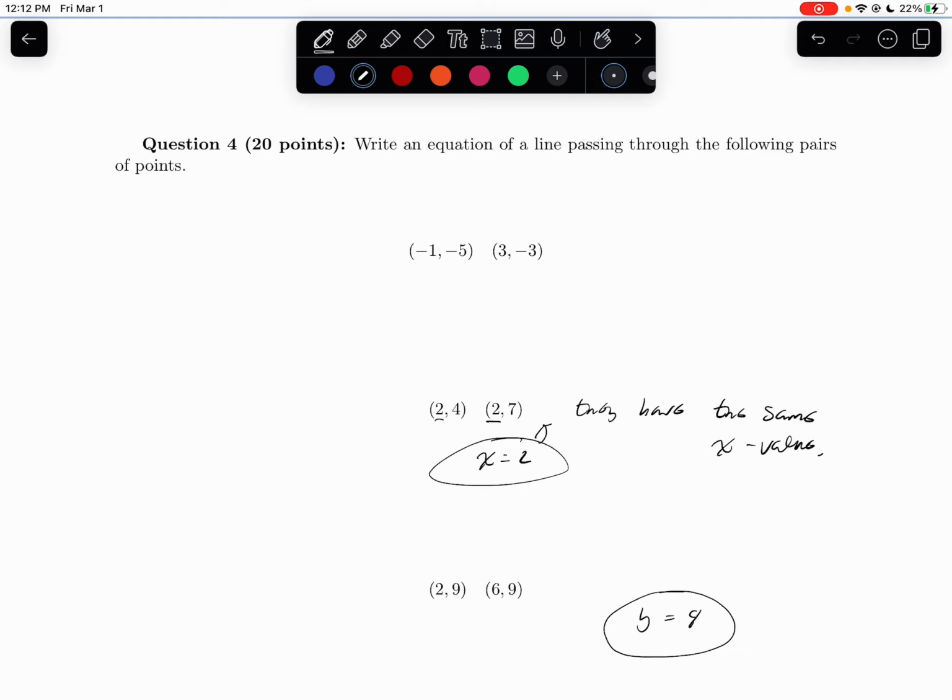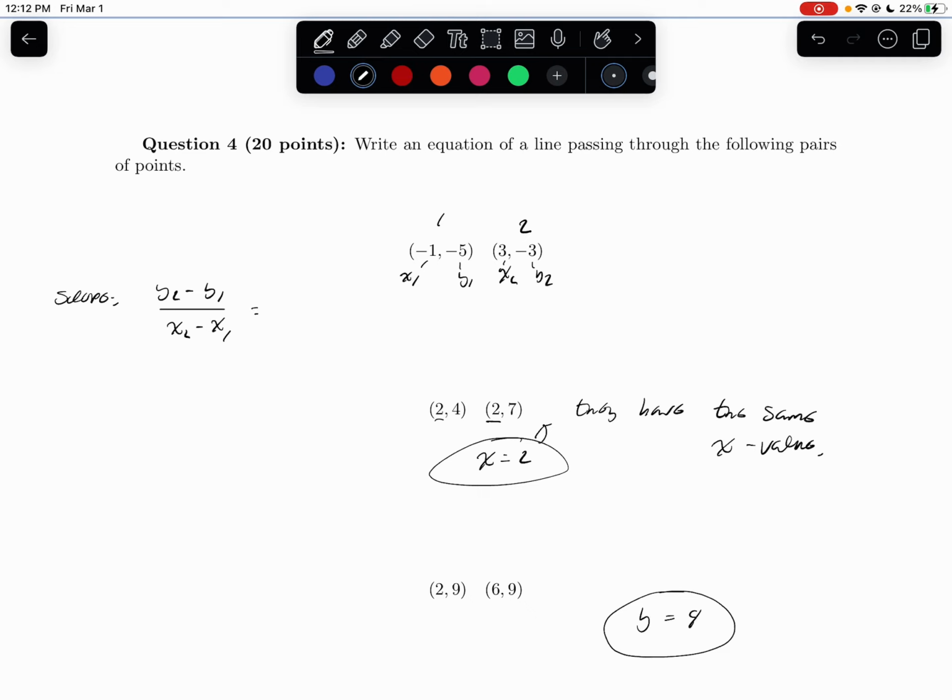So let's start here. We know that the slope is given by rise over run, okay? Where we have y2 minus y1 over x2 minus x1. So let's say this is point 1 and this is point 2, okay? So that's going to mean this is x1, this is y1, this is x2, and y2, okay? So that's what each of these are going to be.